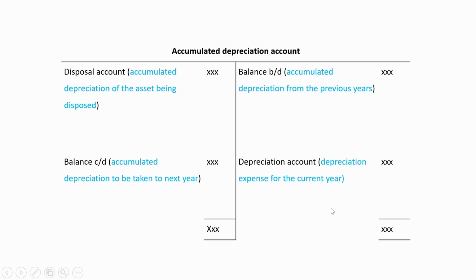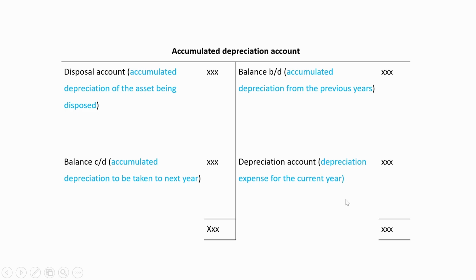Let us go now to the accumulated depreciation account. The accumulated depreciation account is usually the one required in an exam, unlike the depreciation expense account. Remember for depreciation we said we have the depreciation expense account, which is temporary, and the accumulated depreciation account, which is permanent. In most cases in exams, they ask you to prepare the accumulated or the provision for depreciation account and not the depreciation expense account.